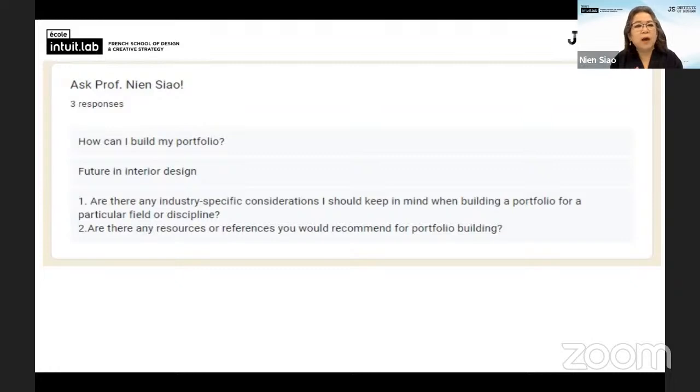in future. Are there any industry specific considerations I should keep in mind when building a portfolio for a particular field or discipline? Certainly, you have to. If you are aiming to get into a certain kind of industry, so for example, if you say you want to get into the UI UX industry, then you need to build a portfolio which is going to showcase your understanding of, first of all, digital design, graphic design, because graphic gets translated into user interface, and hence your ability to ideate, to have color combinations, to look at graphics, to look at communication through few words. So you need to show that.